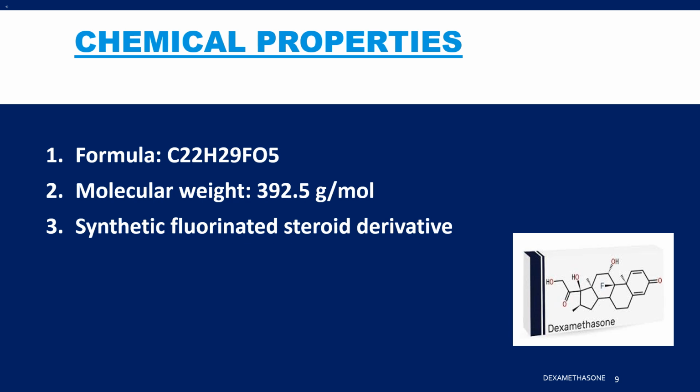Chemical properties of dexamethasone. 1. Formula. The chemical formula for dexamethasone is C22H29FO5, which describes the arrangement of atoms in the molecule.